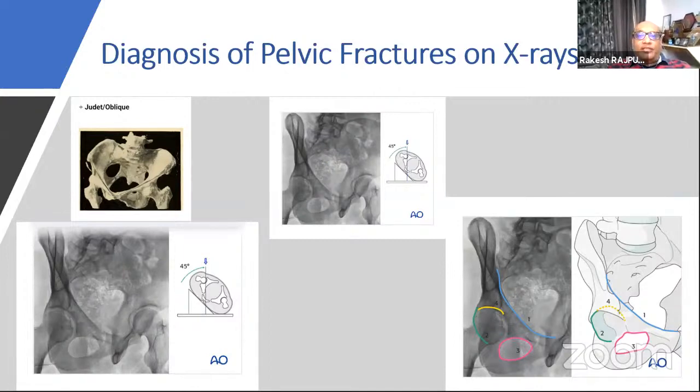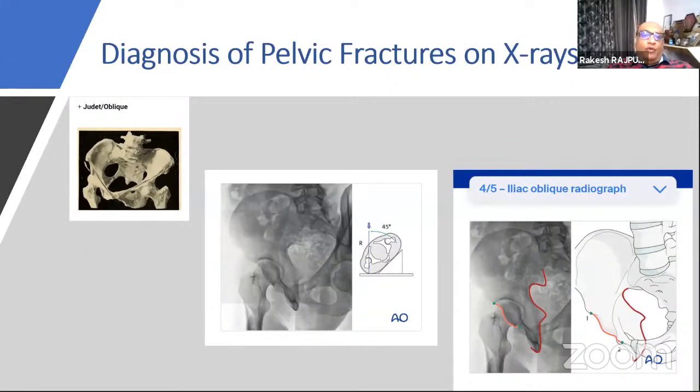You would put some obliques, internal oblique and external oblique. So this is an internal oblique view where you see the whole obturator foramen properly. You also see the posterior wall in more profile and you see the anterior column. Similarly, if you do an external oblique view, you see the posterior column very well. You see the anterior wall very well. And you see the whole ilium in profile and you can pick up fractures on the ilium very easily.